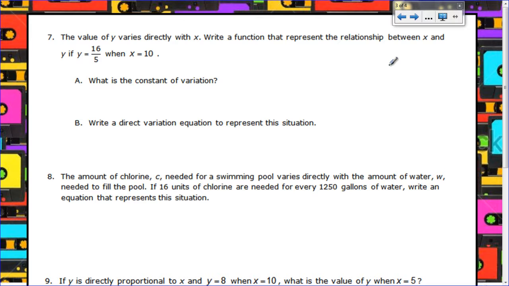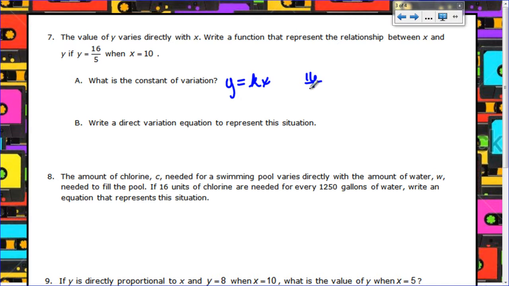So number 7 here, the value of y varies directly with x. You love it when they tell you that because then you know what the equation is. We want to write a function that represents the relationship between x and y if y is 16/5 when x is 10. So the first thing I need to do is find k. So I'm going to start here with y is equal to k times x. I don't know k, but according to my problem, I know y and x. So I'm going to plug them in.